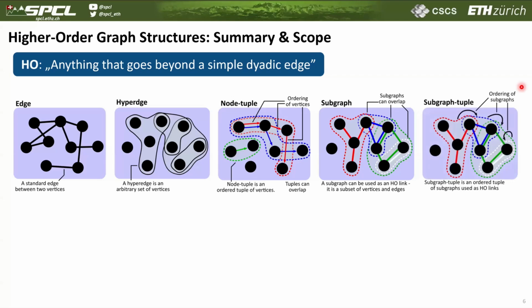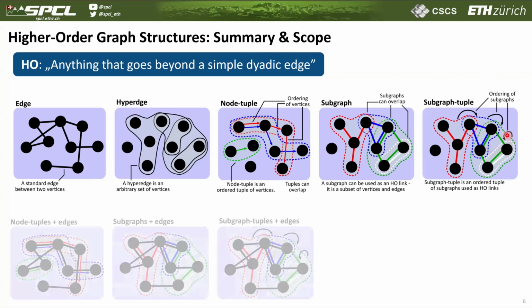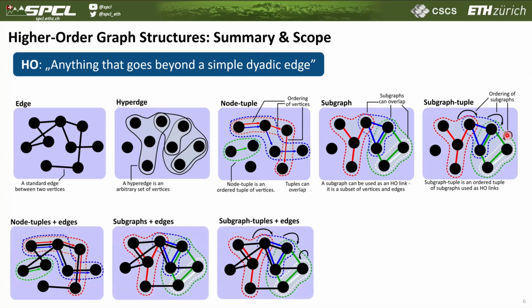And then we could even order these subgraphs using subgraph tuples, similarly to node tuples, an even more powerful way of introducing higher order. And then models out there that are basing on these structures are usually even combining these notions. So, for example, quite a common way to combine these structures is to combine simple dyadic edges with node tuples, with subgraphs, and with subgraph tuples.